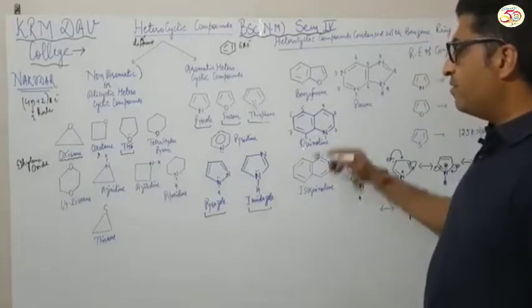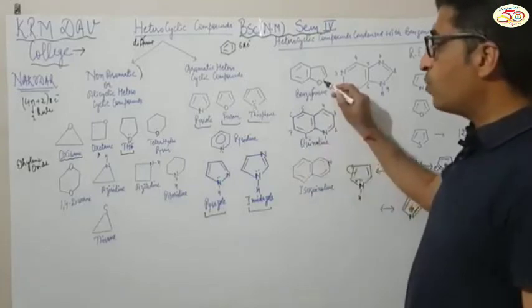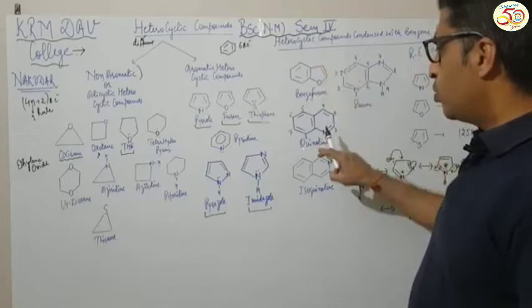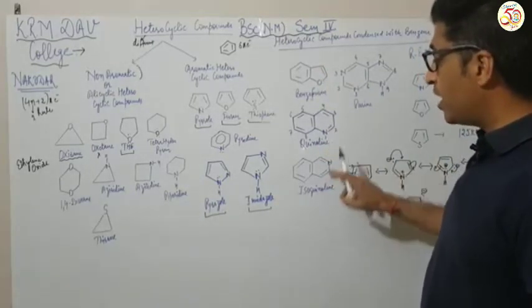Then we may have benzofuran, as the name signifies. The furan group is attached to the benzene ring, so we call this benzofuran. Quinoline, again a very special molecule, and isoquinoline.